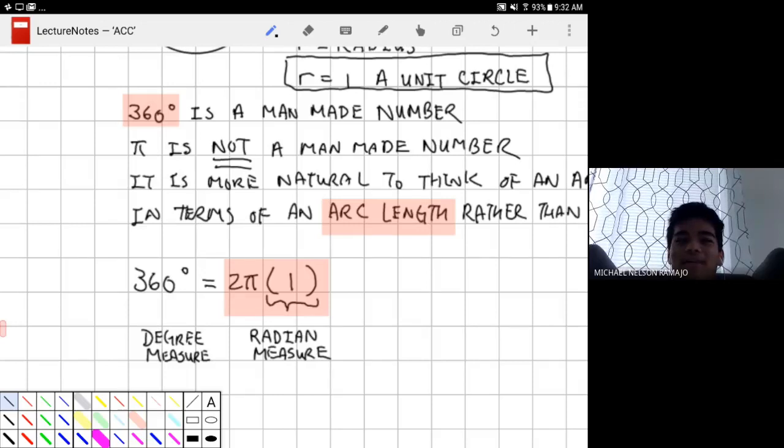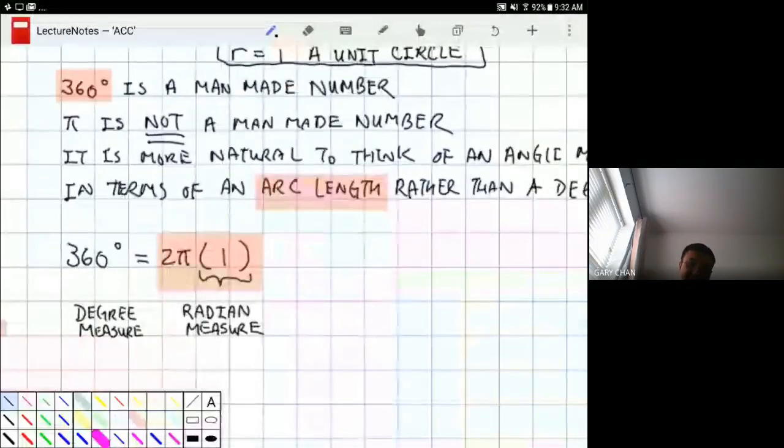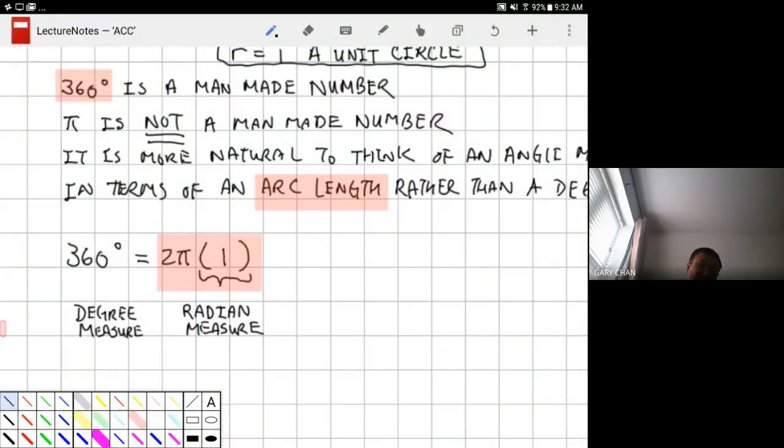Are you one of those mathematicians who think pi is a much more natural number than 360? You ask any math teacher and they will tell you the same thing, that it is way more natural to think of the angle measure in a circle as a radian measure rather than a degree measure. Okay. And 360 isn't a bad number though. It's not like I have a personal bias or anything.